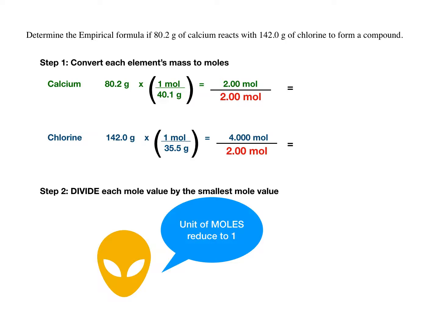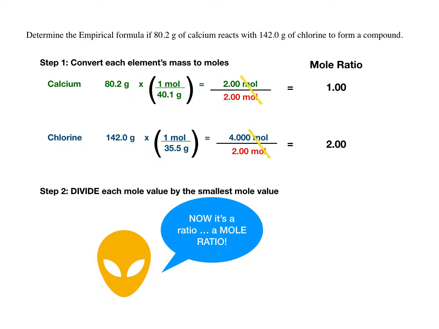Show your work, keep it nice and neat. Organization goes a long ways. And if you notice in the mathematical setup, both of the calculated moles are being divided by 2.00, and you should notice that the unit of moles in both fractions reduced to 1. At this point, we're left with a unitless number. So when all units reduce to 1, no longer present, this is a ratio, and specifically for us, it's a mole ratio. Mathematically, it works out pretty nice.